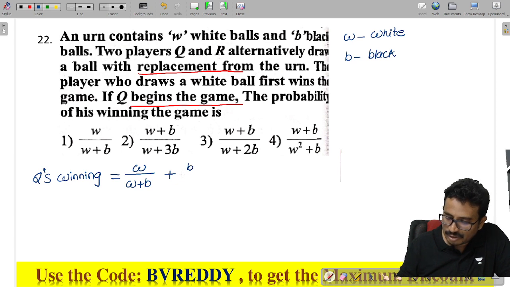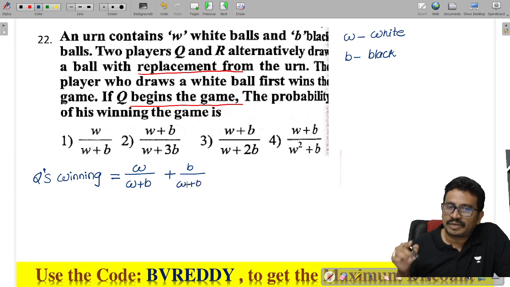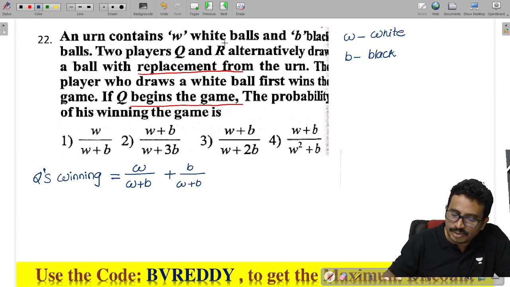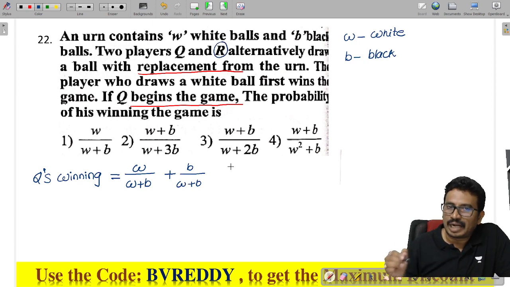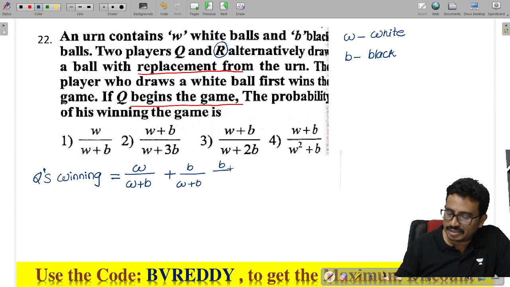Q has to get a black ball first time. What is the probability of getting a black ball first time? That is B by W plus B. Now this is the failure of Q. Again, when the chance comes to Q, provided R has lost. What does R lost mean? He should not get a white ball, he has to get a black ball. So the probability of getting a black ball again, as the ball is replaced, is B by W plus B.